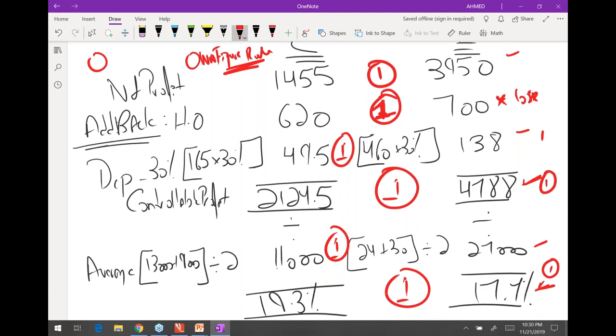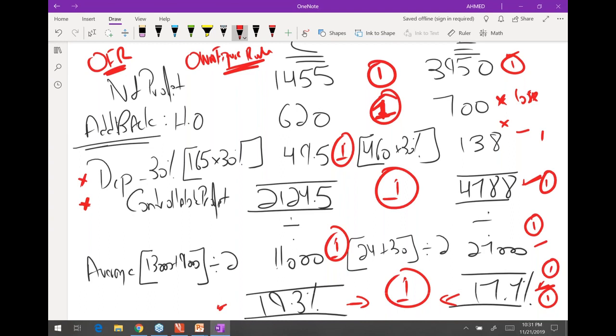If you forgot to add back these two, you will still get 1 mark for net profit, 1 mark for average investment, 1 mark for ROI. Even though your ROIs are wrong, you will still get marks because you have been deducted only 1 mark here and 1 mark here. So this is own figure rule. The impact will be on the final answer, but you will get marks for the correct use of formula.